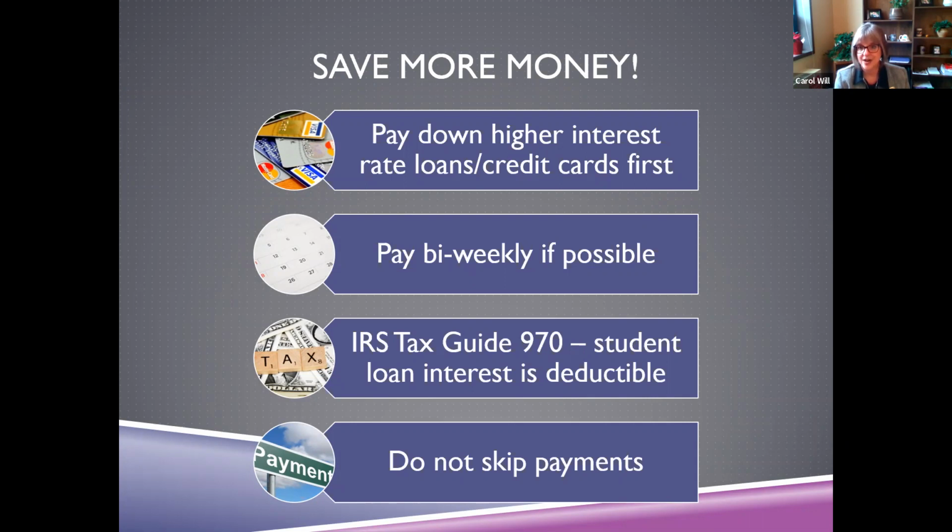If your lender offers it, pay bi-weekly instead of bi-monthly payments. How does this work? On a bi-weekly payment schedule, you make 26 half payments per year, 52 divided by 2. Rather than 12 monthly payments, you end up making one extra payment each year. This means that you would be debt-free 13 months sooner if you are on the standard 10-year repayment plan. Finally, do not skip payments, ever.